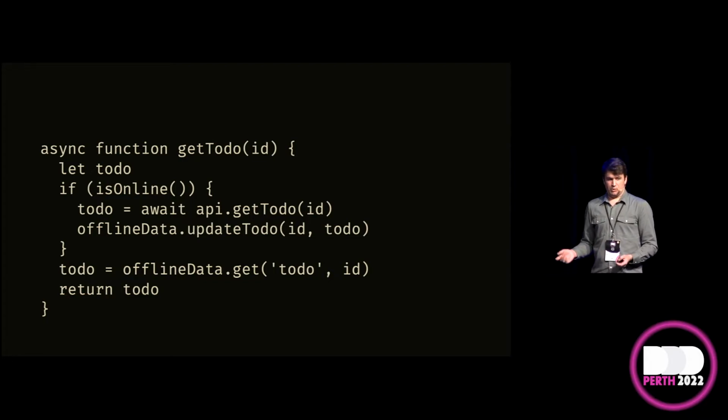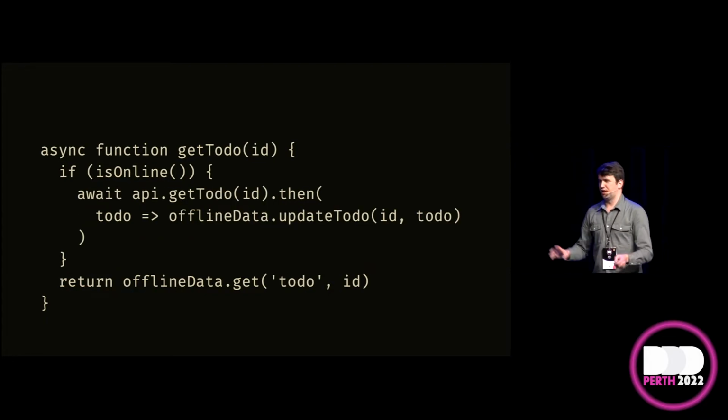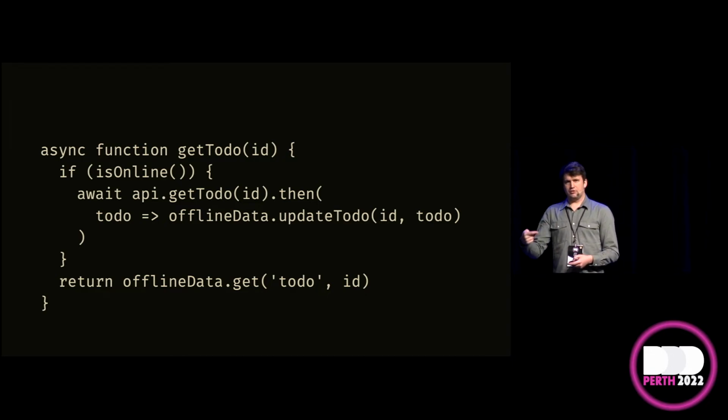Now that's done, we can tidy up the code a little bit, get rid of some variables, because who likes variables? And the code's pretty simple. If you're online, do this, and then always return the offline data.